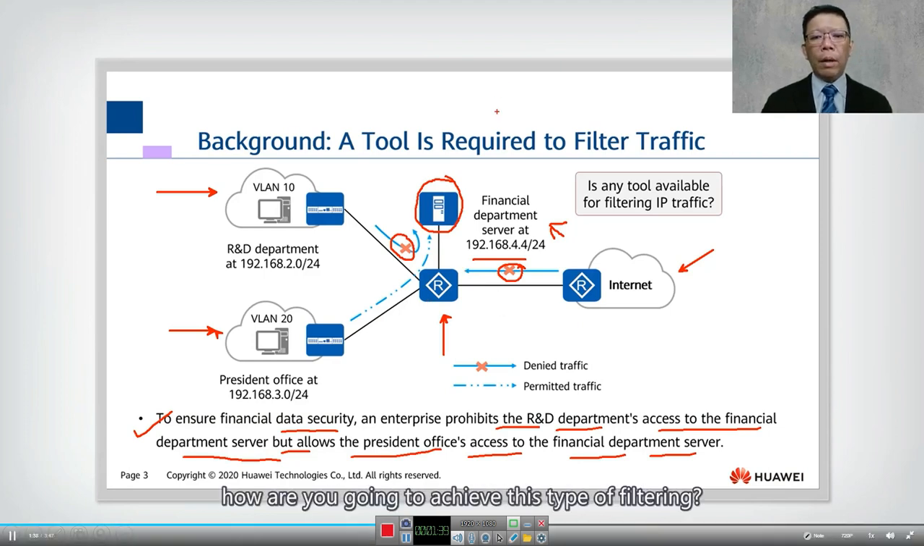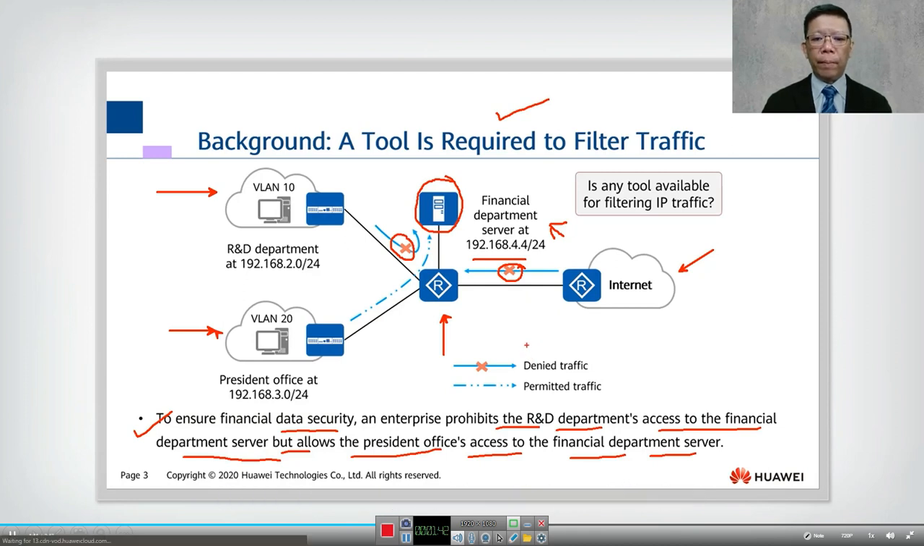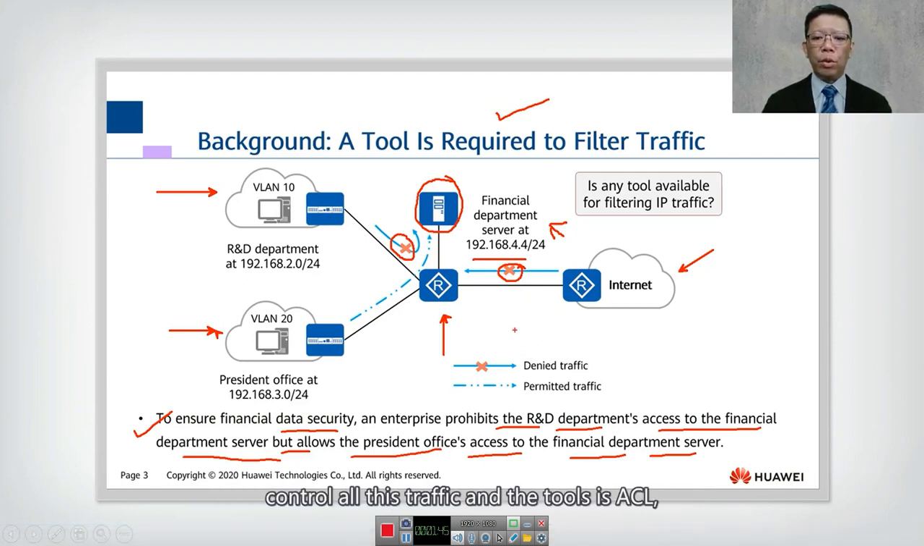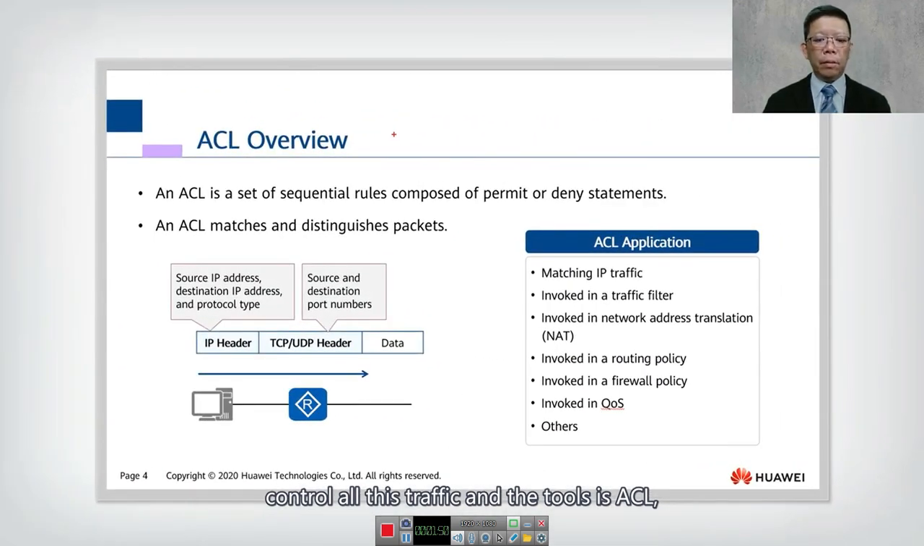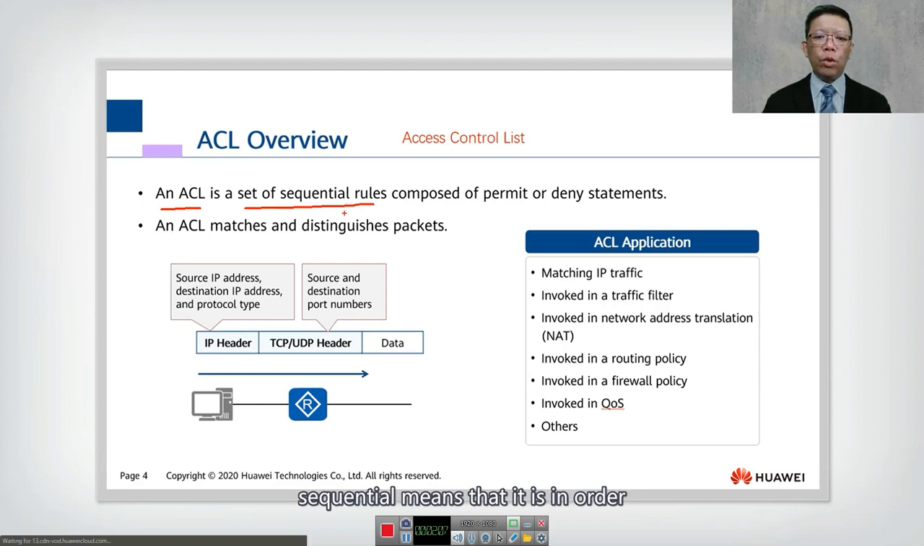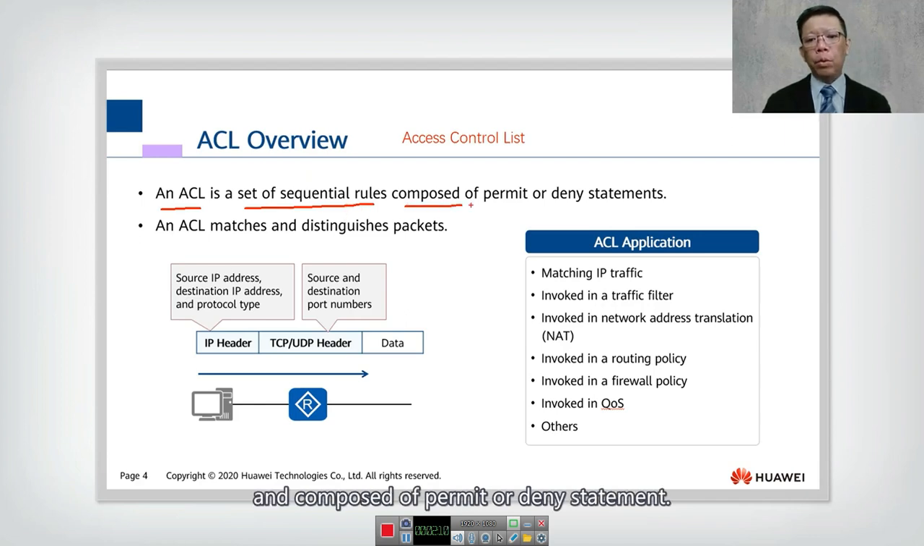The question is, how are you going to achieve this type of filtering? So we need to have the tools for us to control all this traffic. And the tool is ACL. So ACL, the full name is called Access Control List. All right, so this is a tool that will help us to do the filtering. So an ACL is a set of sequential rules. Sequential means that it is in order, and composed of permit or deny statements. So it contains statements that allow or deny the packet.